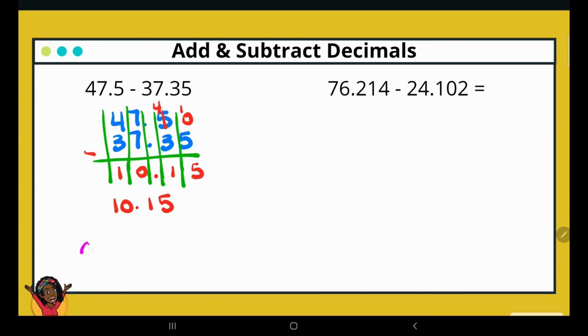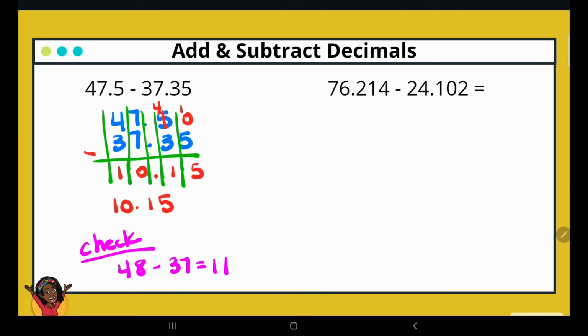Let's go ahead now and use estimation to check. So 47.5, we would round that to 48. And then 37.35, we would round that to 37. So 48 minus 37 is 11. Okay, 11 is not too far off from 10.15. So we know that our answer is in an appropriate range.